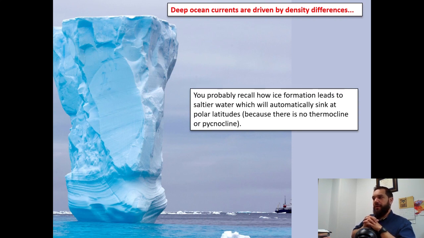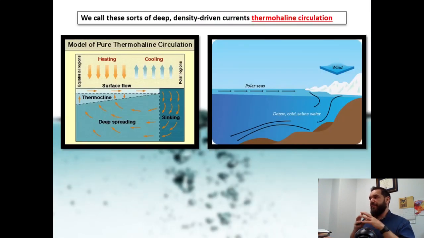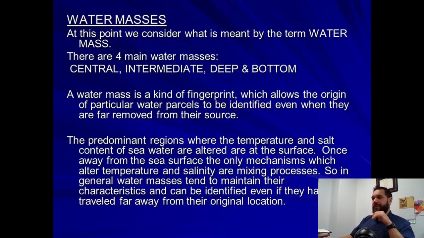You might remember that ice formation in the Arctic leads to saltier water. Now that salty water is going to automatically sink at polar latitudes, like in the Arctic, because there's no thermocline. Remember that? There's no thermocline at the Arctic. So as soon as the water becomes saltier due to ice formation in the winter, it's just going to sink. So you get this dense, salty water that during the winter starts to sink, and that's called a thermohaline current.